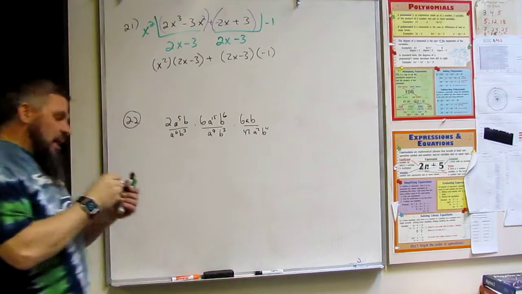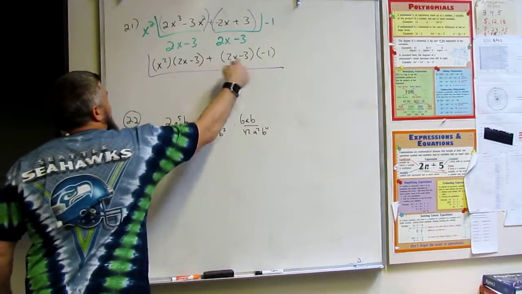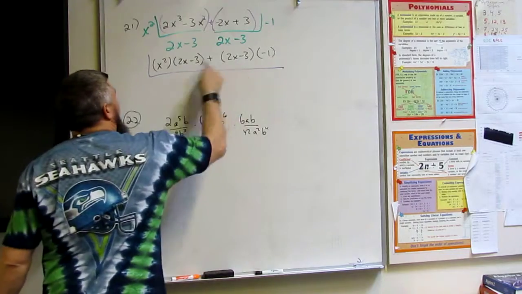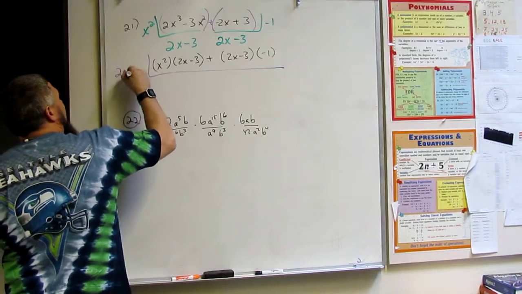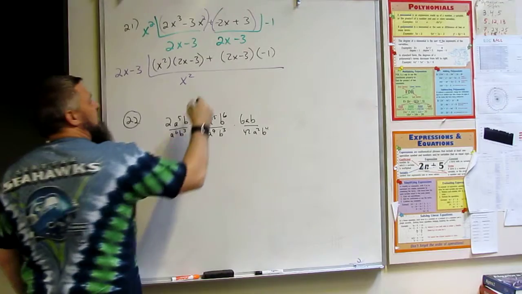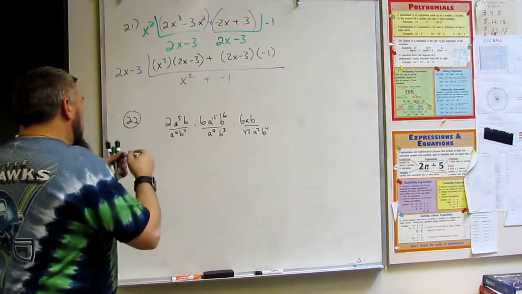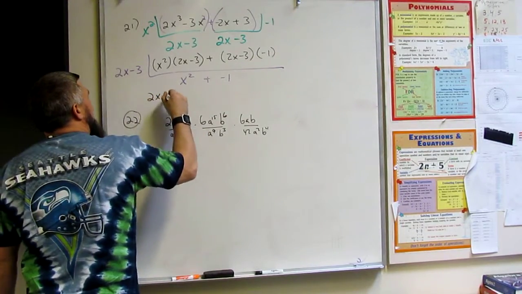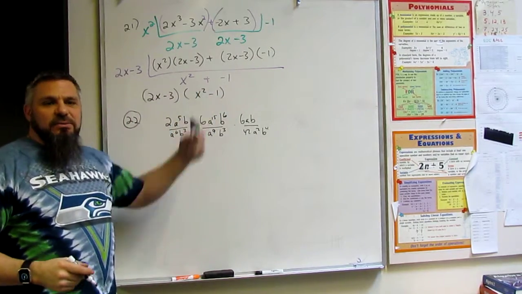And so what goes into both of those? 2x minus 3. And then what's left? X squared and negative 1. So what I'm left with here is 2x minus 3 times x squared minus 1. Now can I break the x squared minus 1 down?